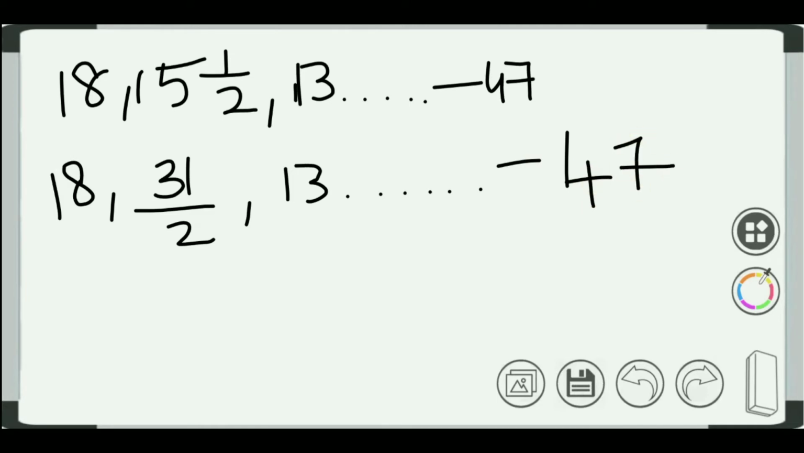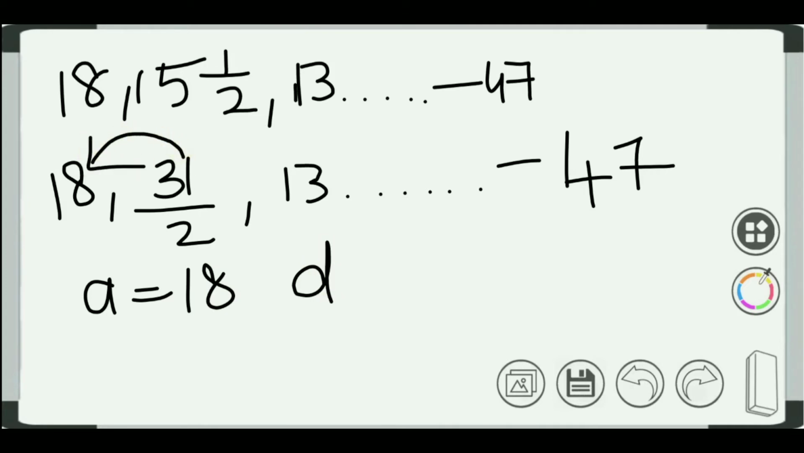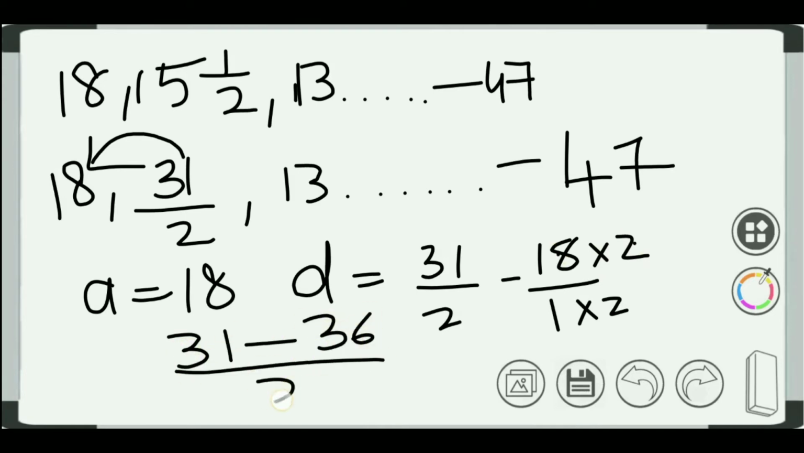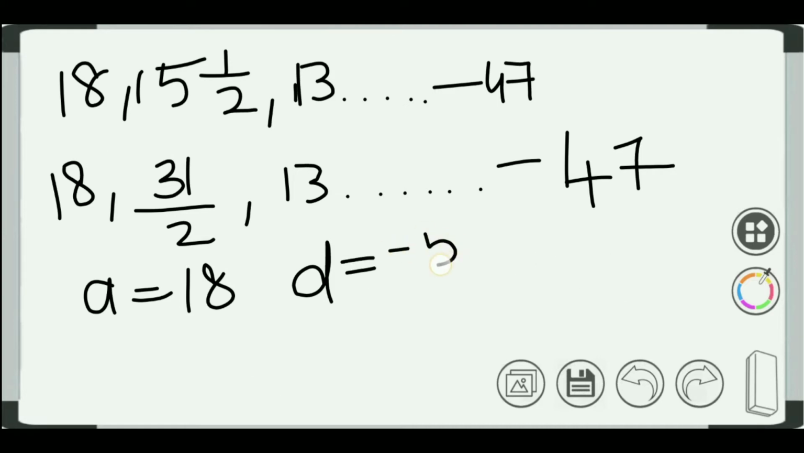Now I will write the given details. What is a? 18. d means second term minus the first term, that is 31 by 2 minus 18. I am taking the LCM: 31 minus 18 into 2, which is 36, divided by 2. 31 minus 36 is minus 5. So you got minus 5 by 2 as your common difference. Therefore d is equal to minus 5 by 2.